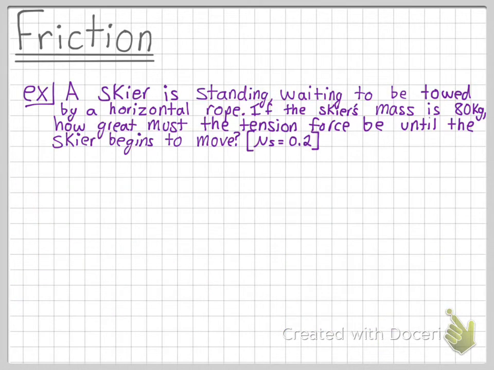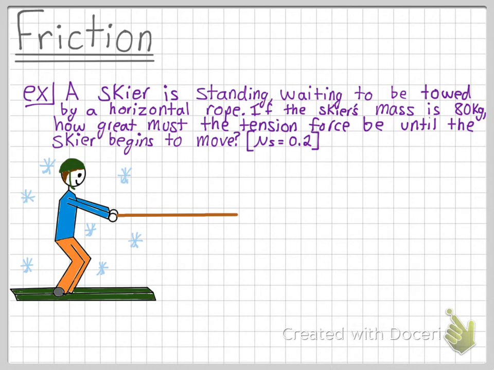So a skier is standing, waiting to be towed by a horizontal rope. If the skier's mass is 80 kilograms, how great must the tension force be until the skier begins to move? And let's assume that the coefficient of static friction between the skis and the snow is 0.2.